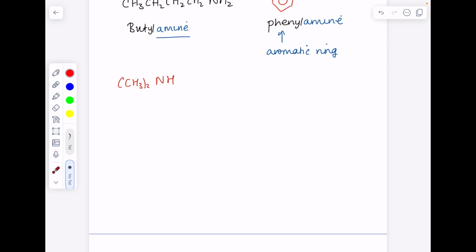Now we've replaced a second hydrogen with an alkyl group. We've got 2 methyl groups, so that's why we need to write dimethylamine. Dimethylamine.